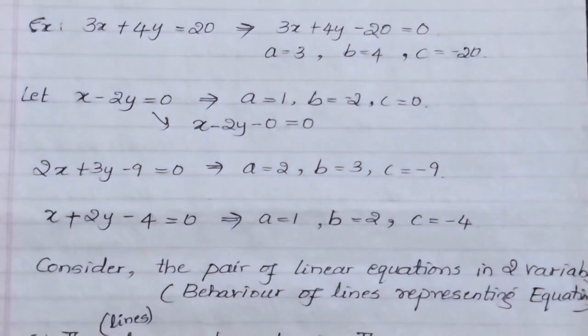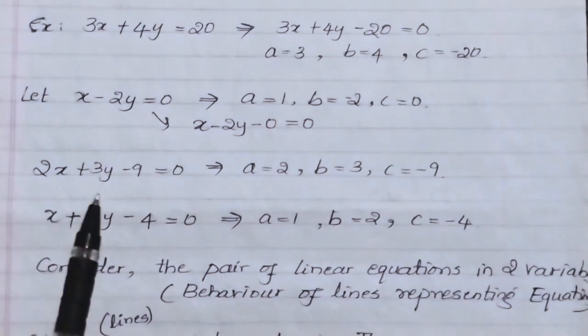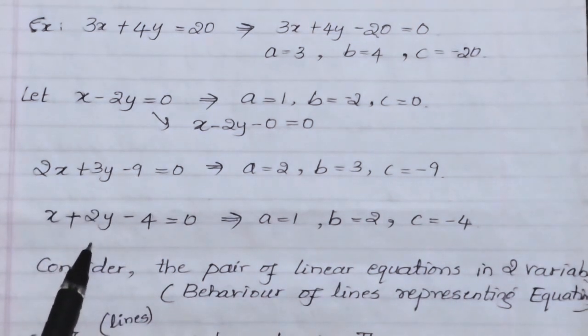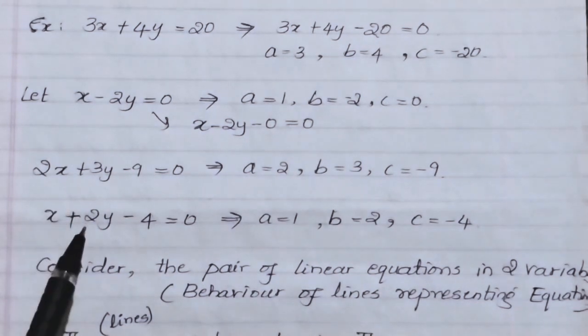Now you may ask, what is that behavior where you can study these pair of linear equations? Lines may intersect, they may coincide, or they may be parallel with one another. Right? Such behavior of the lines can be studied by these linear equations. Nothing but the pair of linear equations will always represent those types of behavior of the lines.